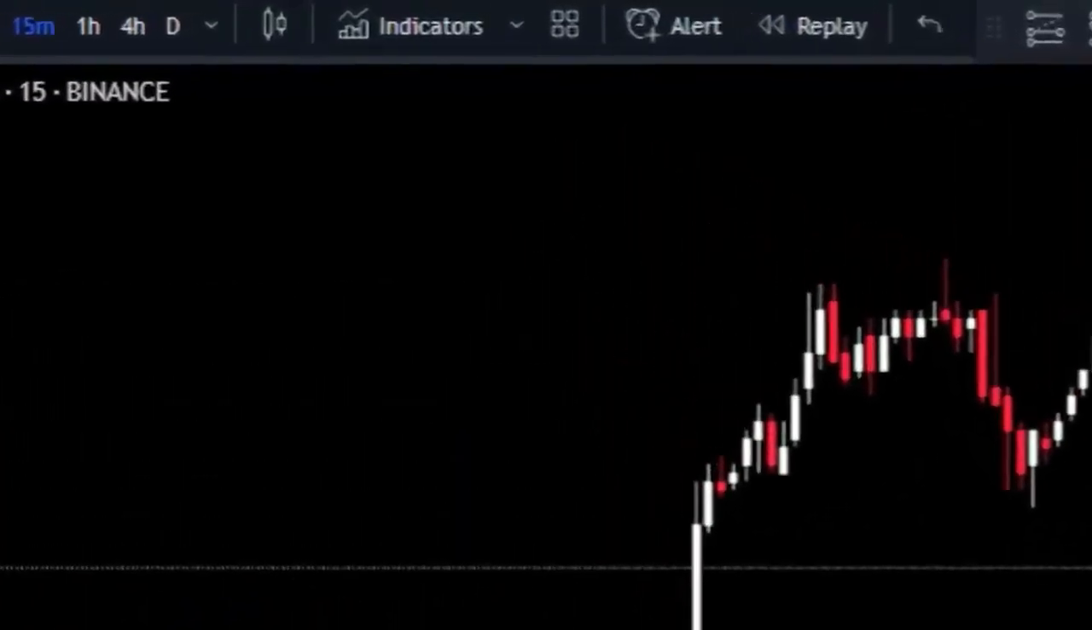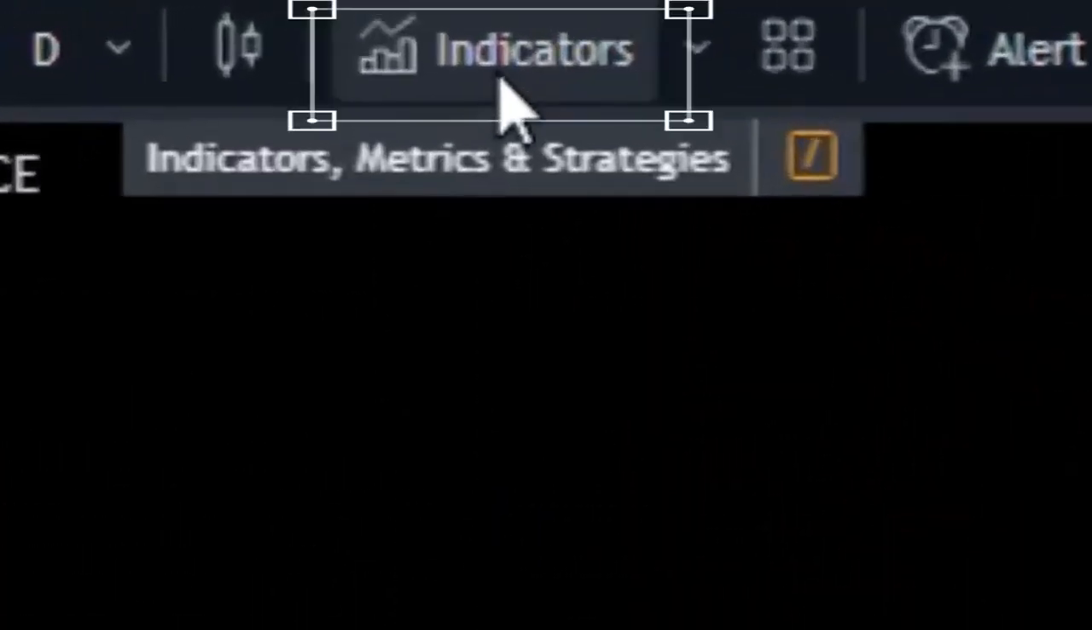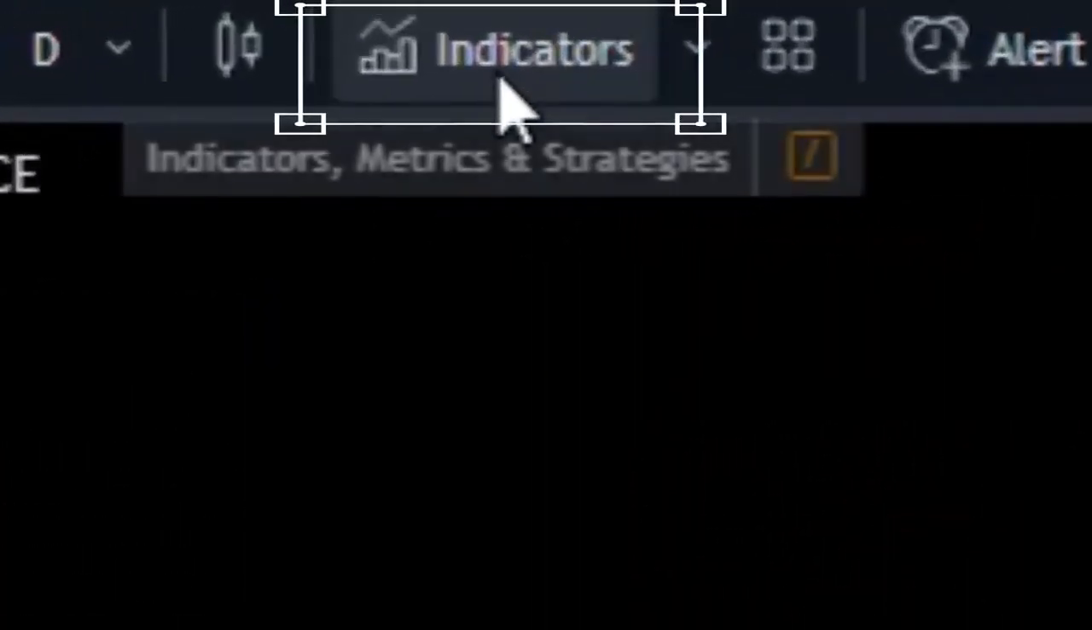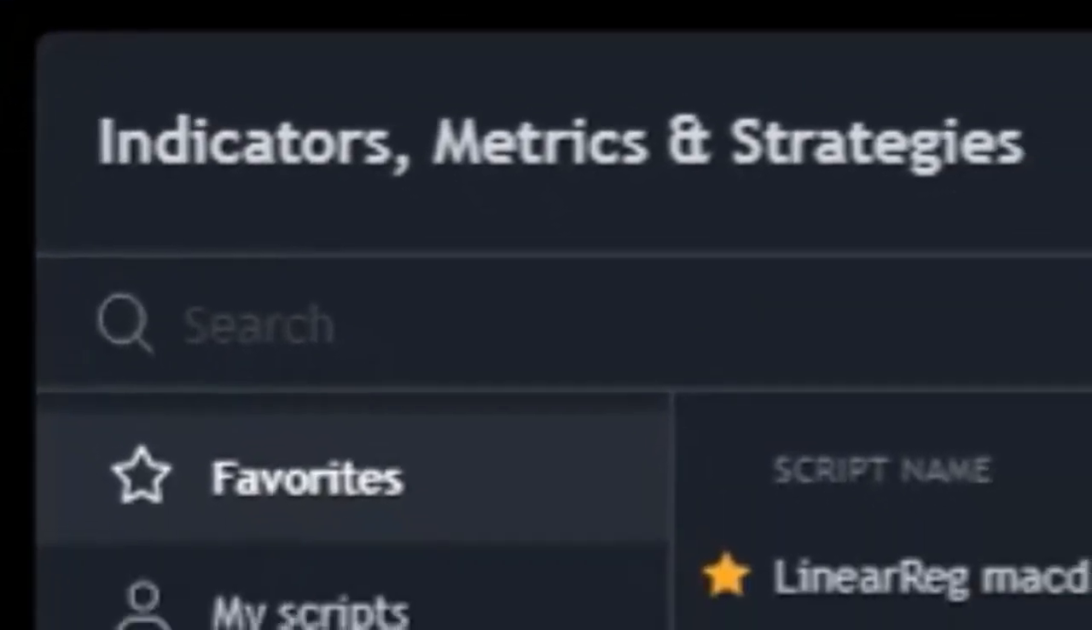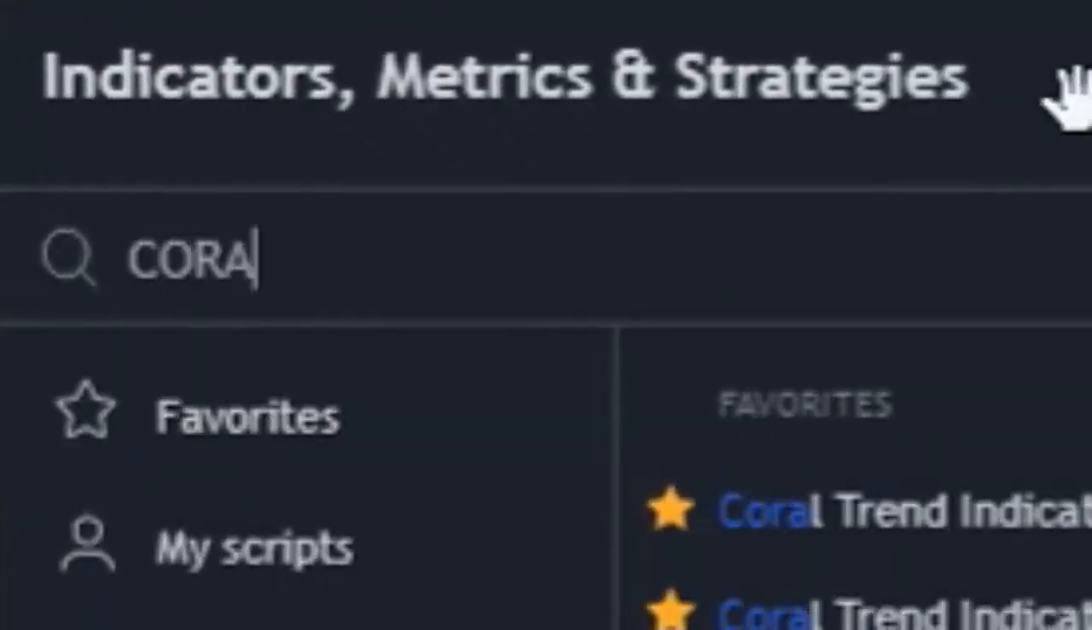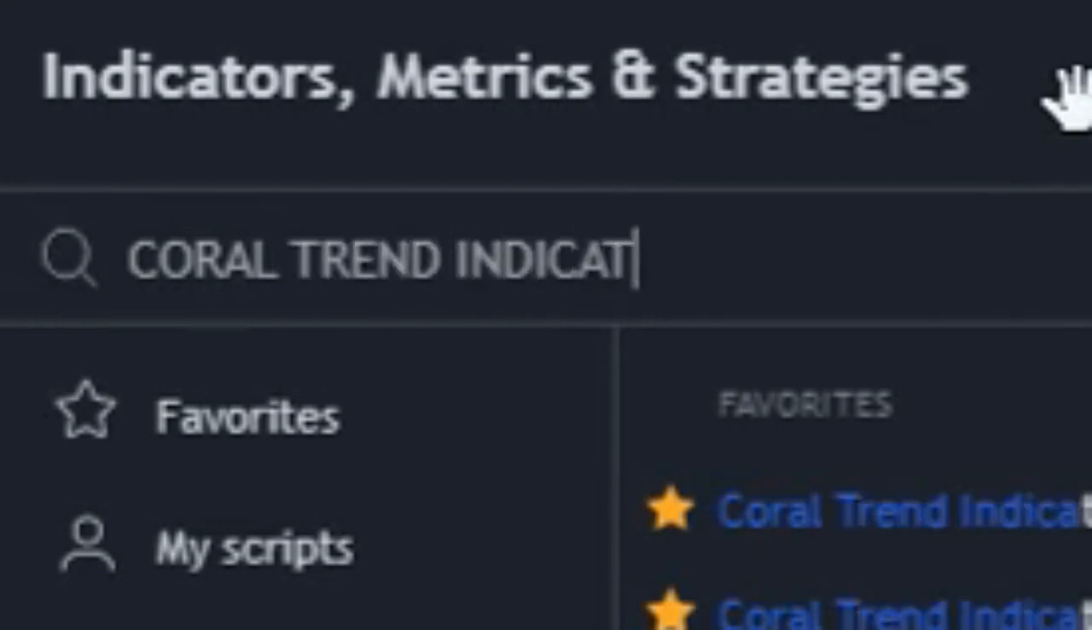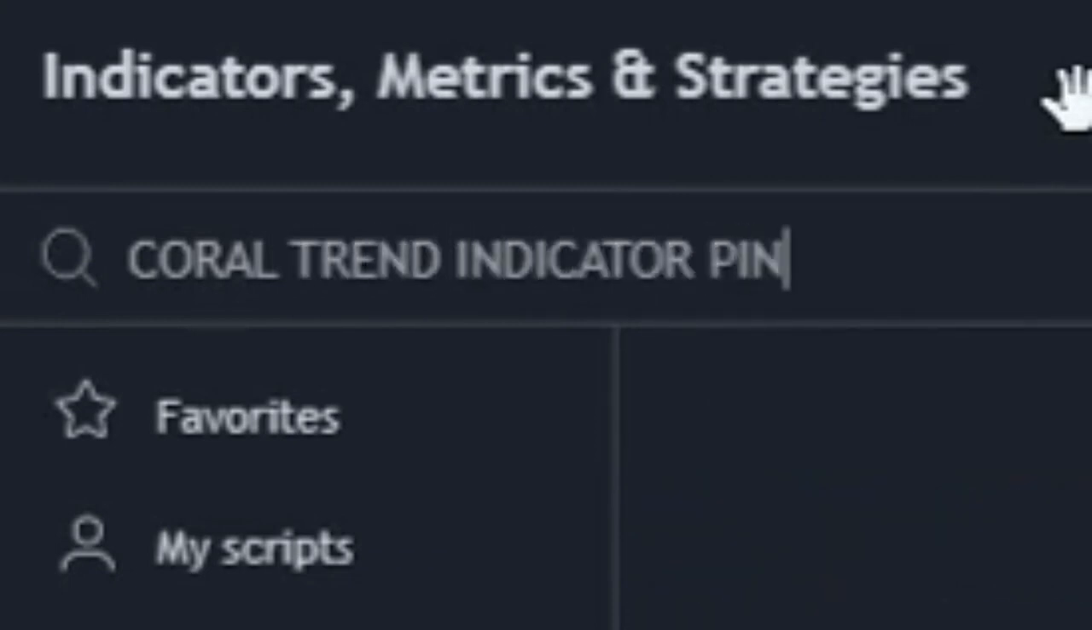I'm pumped up to show you this scalping trading strategy using the simple yet profitable curl trend indicator. The key to any successful strategy is finding high quality signals, and that's exactly what this indicator excels at.